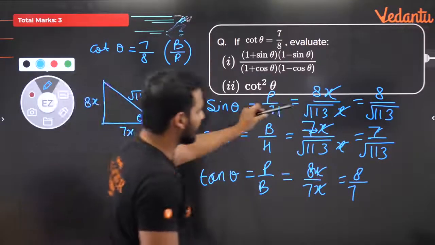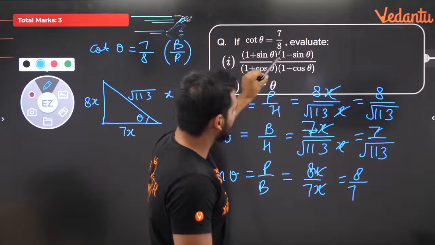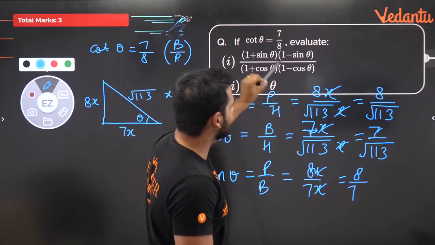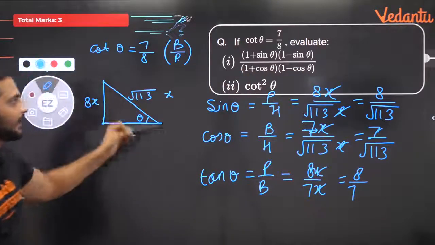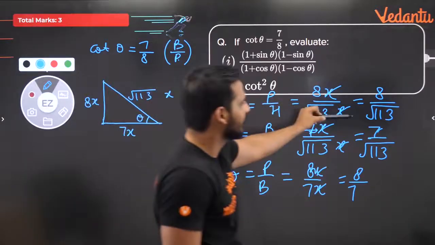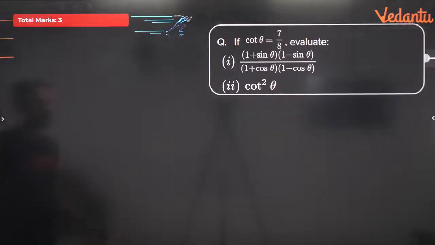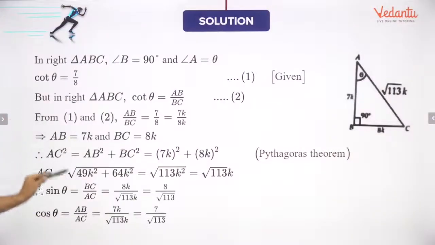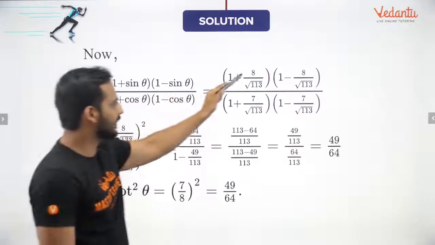Now put this value of sin theta here: 1 plus 8 by under root of 113 into 1 minus 8 by under root of 113, divided by 1 plus cos theta, which will be 1 plus 7 divided by under root of 113 into 1 minus 7 divided by under root of 113. Okay, तो देख लो यहाँ पे we have got the value. Sin theta is 8 by under root 113, cos theta is 7 by under root 113. You have put the value here.